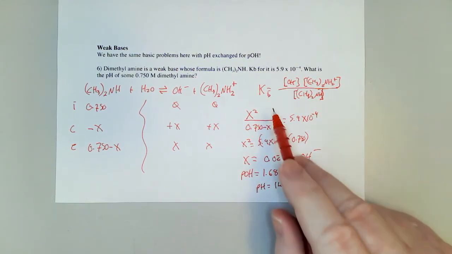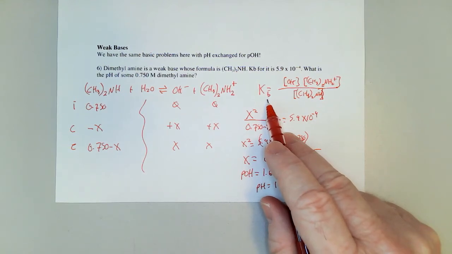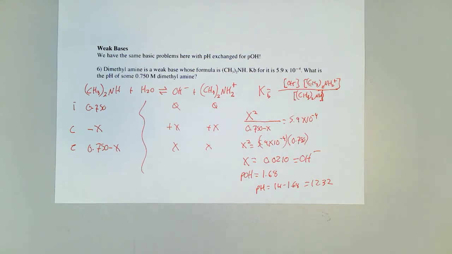Okay? So this isn't really that much harder if you label everything. If you make sure you know you're looking for a Kb rather than a Ka, that hydroxide is the ion you're interested in, okay, etc., etc. Okay, that's our little tour through weak acids and weak bases.